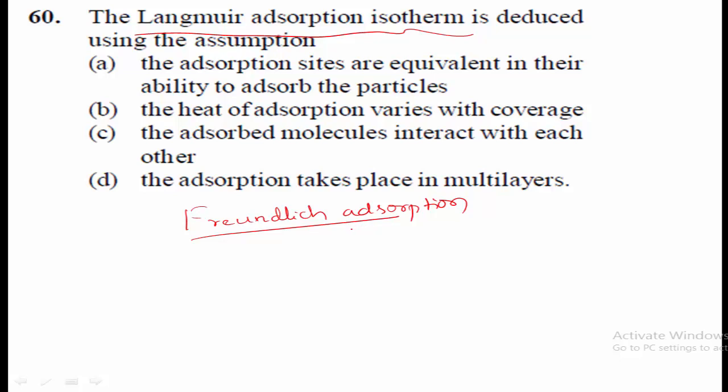In order to apply the equation even for adsorption at high pressure, Langmuir deduced an equation, and before doing that he made some assumption. That assumption is that the adsorption sites are equivalent in their ability to adsorb the particles. So option A is the only right assumption. So option A is the correct answer.